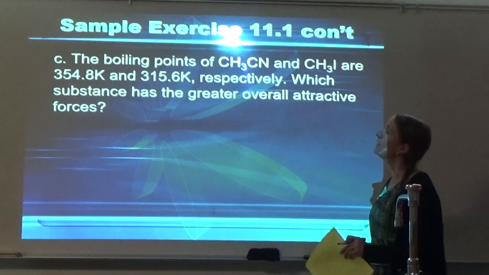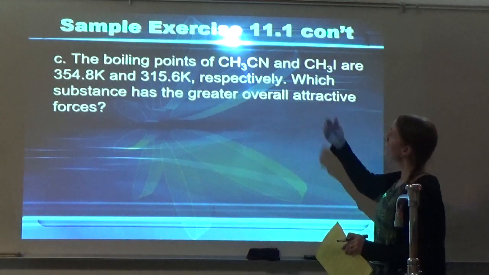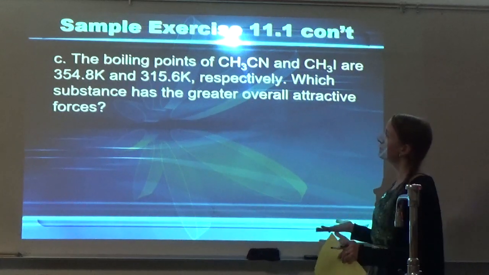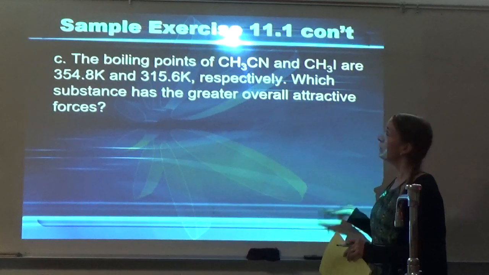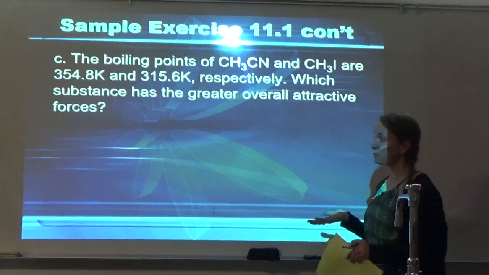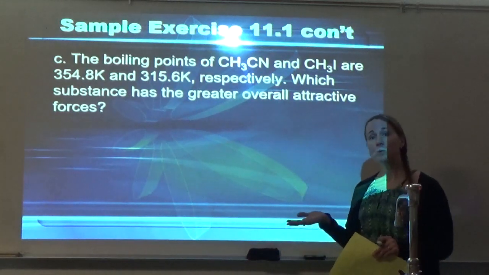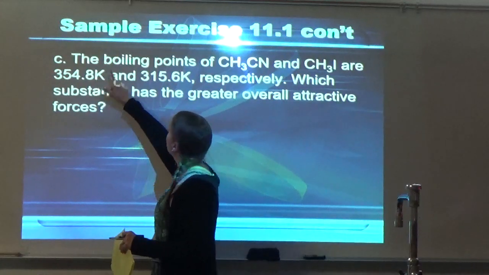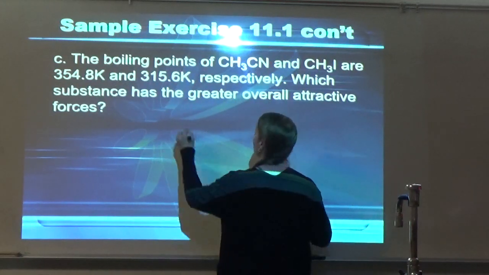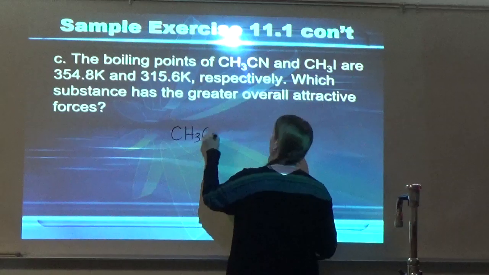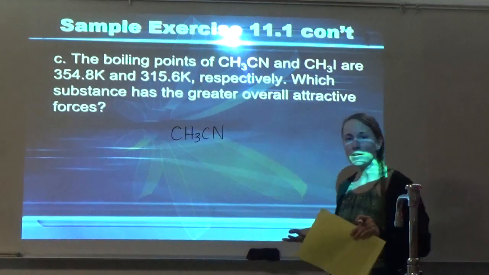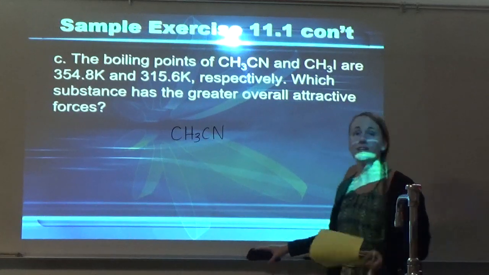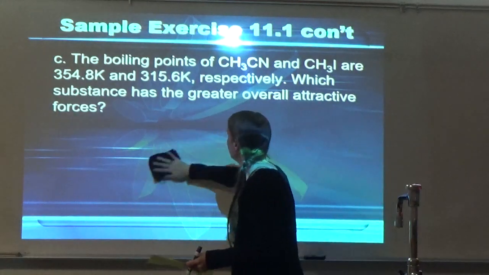Part C is still for me. It says the boiling points of CH3CN and CH3I are 354.8 Kelvin and 315.6 Kelvin respectively. Which substance has the greater overall attractive forces? Well, the higher the boiling point, the more intermolecular forces it has. So 354.8 Kelvin is higher, so CH3CN has more intermolecular forces, which makes sense because dipole-dipole attractions tend to be stronger than London dispersion anyway.